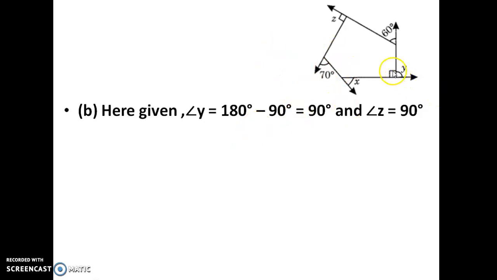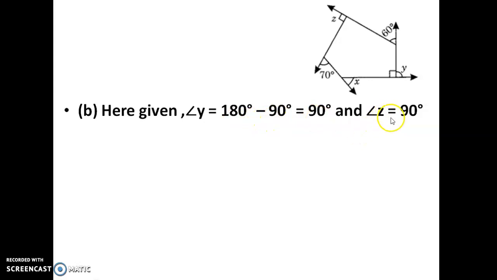Okay, y is here. It's already given. This interior angle is 90 degrees. Then what will be the exterior angle? That will also be 90 degrees. Why? Because this is a linear pair. Linear means two adjacent angles on a straight line. That is called a linear pair. So we can find angle y equals 180 minus 90 equals 90 degrees.